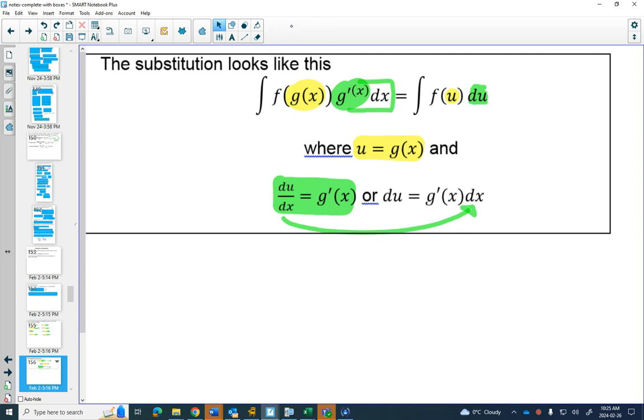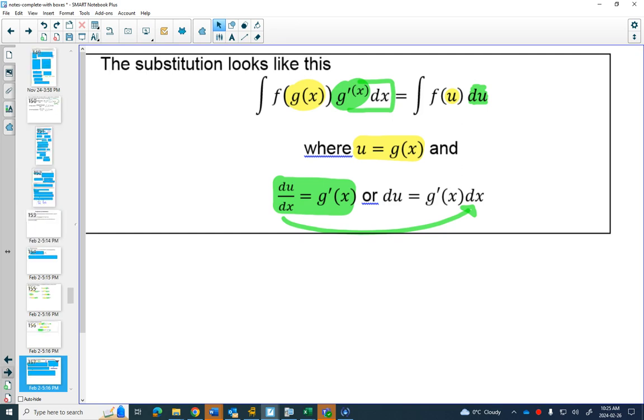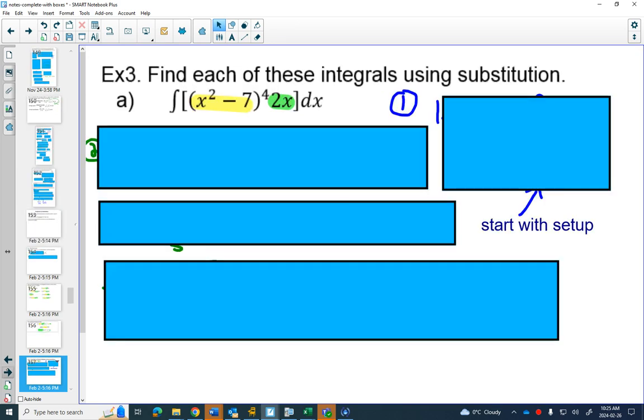And what this is going to do is we're going to take a complicated integral and change it with substitution into a simple integral. And then that simple integral, we're going to be able to evaluate, and then we can substitute back and get our final answer. So we're going to look at some of the examples that we had already.